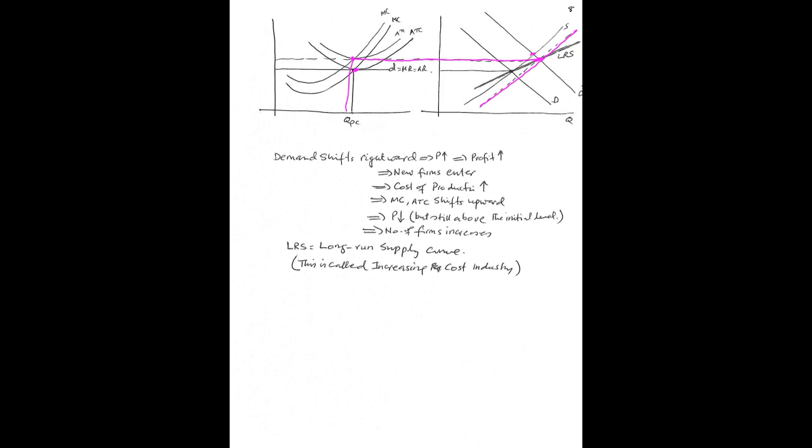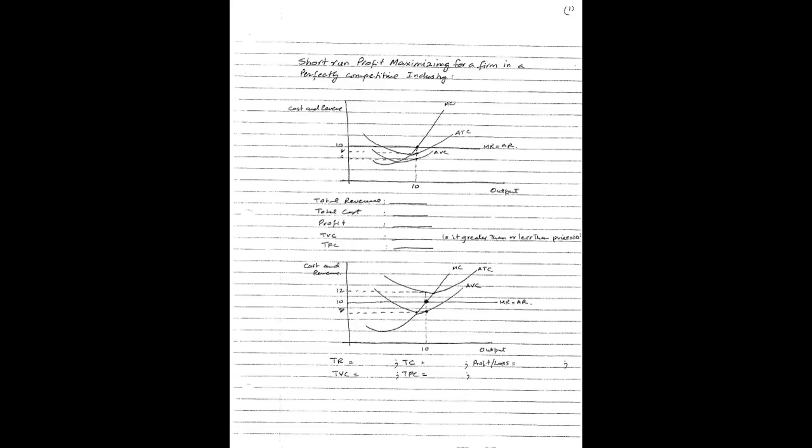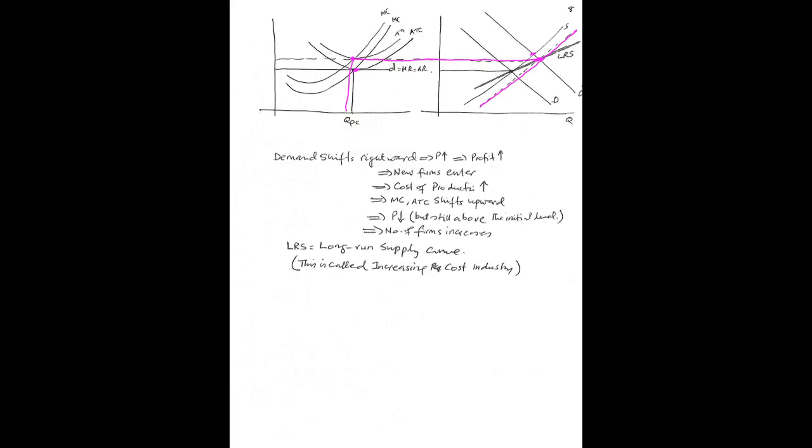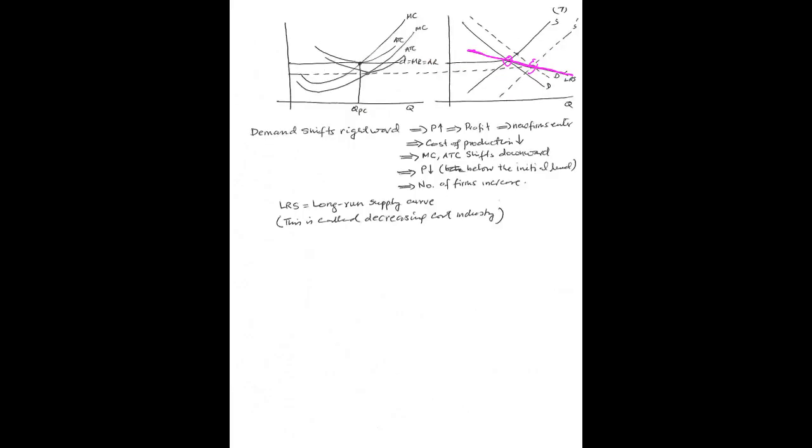So number of firms will increase. This is called increasing cost industry. Let me see if I am missing anything. Hold on a second, I missed one thing. Okay, yeah. So this is decreasing cost industry, and this is increasing cost industry.